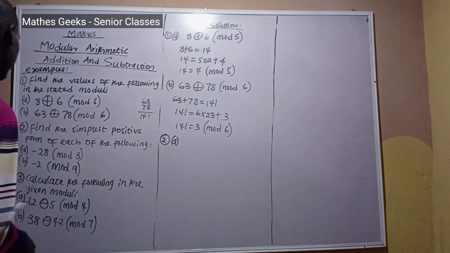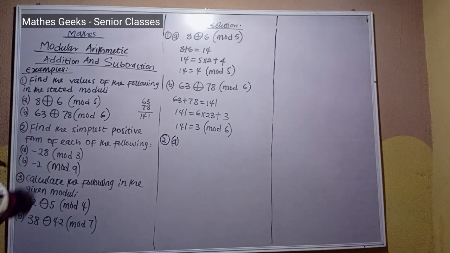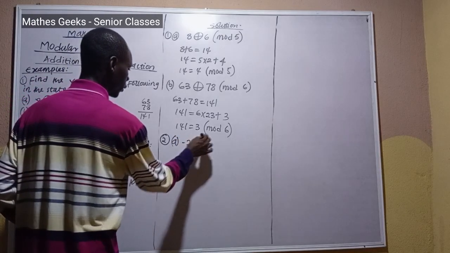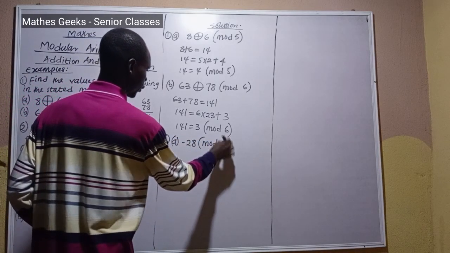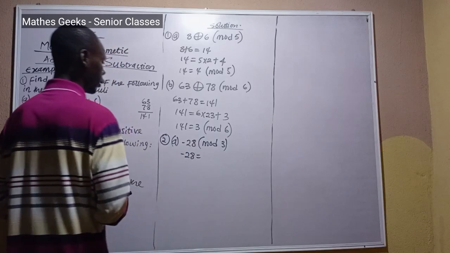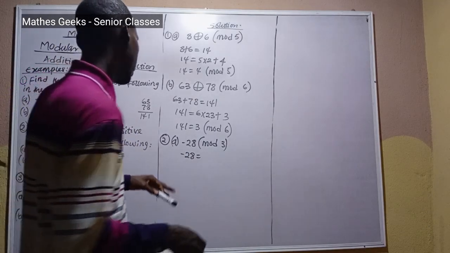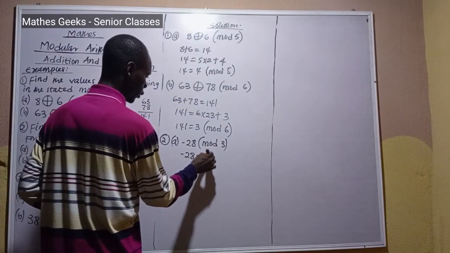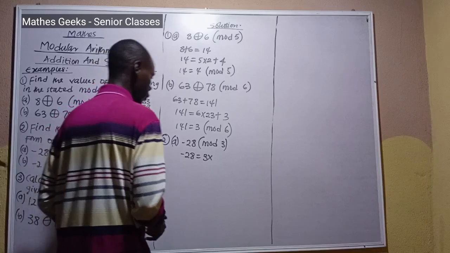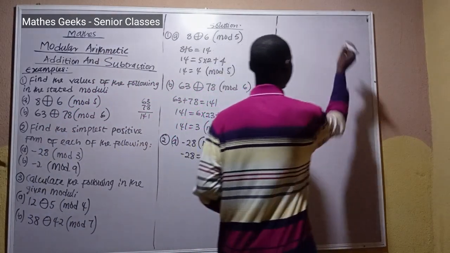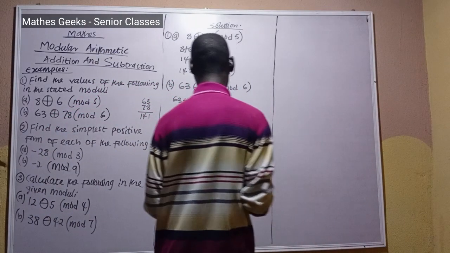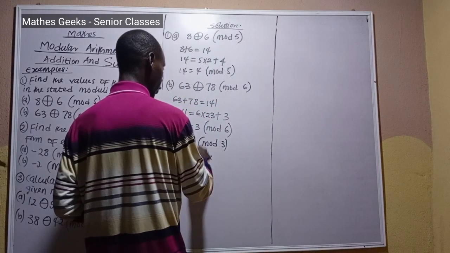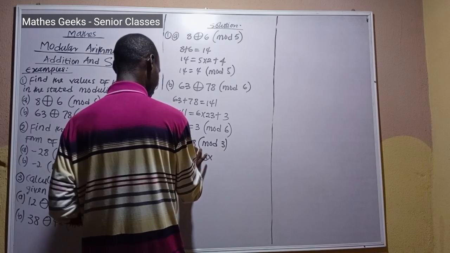So I will find a positive form of each of these numbers in the respective mod given. Minus 28 in mod 3. So minus 28 is closest multiple. The multiple of 3 that is closer to minus 28 is 3 times minus... let's see. Now for this negative value, we're going to multiply 3 by a negative number, which will give us a multiple that is closest to minus 28.